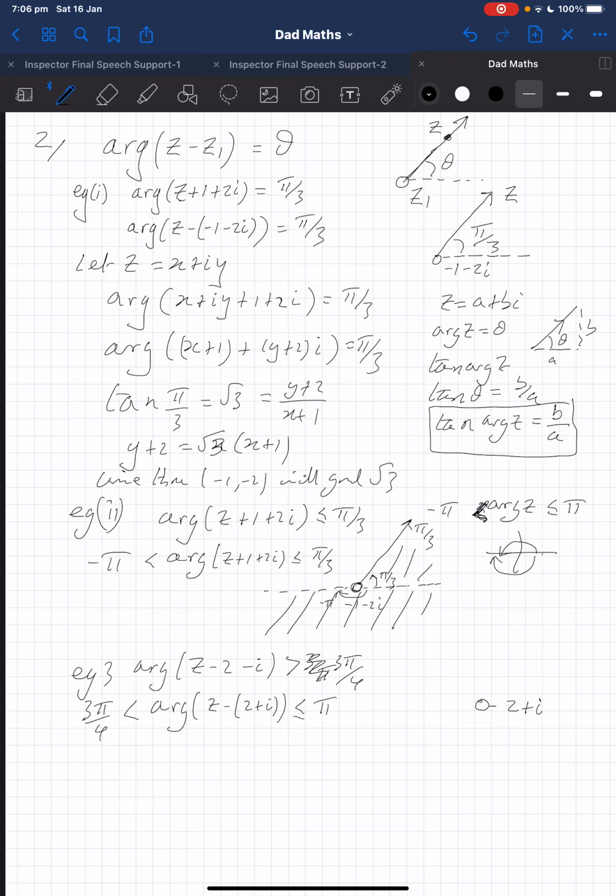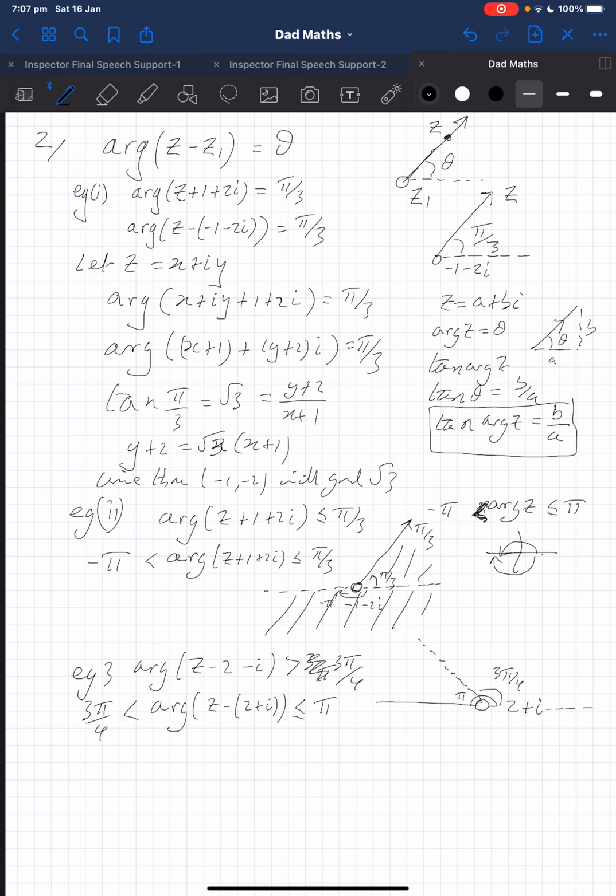So if we take the horizontal direction and measure our angle, pi over 2 is vertically, and 3 pi over 4 will be at an angle of 45 degrees, or pi over 4, to the vertical. So it will be in this direction, and I'll do a dotted line because I don't want to include that line. And this angle there is 3 pi over 4, so it's at least that. And the maximum it can be is pi, so I will include that line because that makes an angle of pi in total.